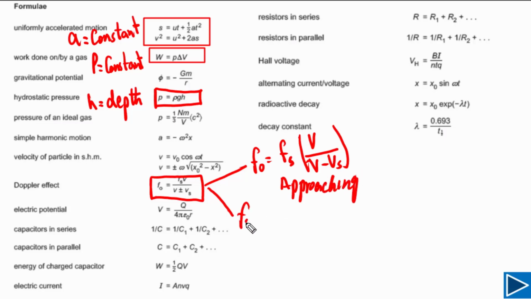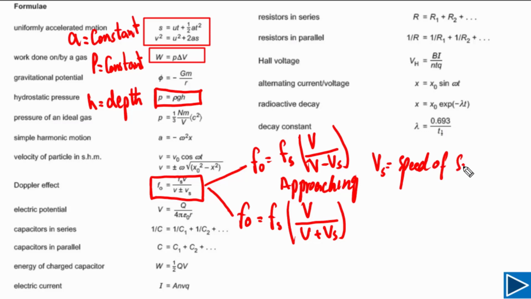You can also find the observed frequency, which will be equal to the frequency of the source times v, the speed of sound, divided by v plus vs. Here vs is the speed of the source, and v is the speed of sound.